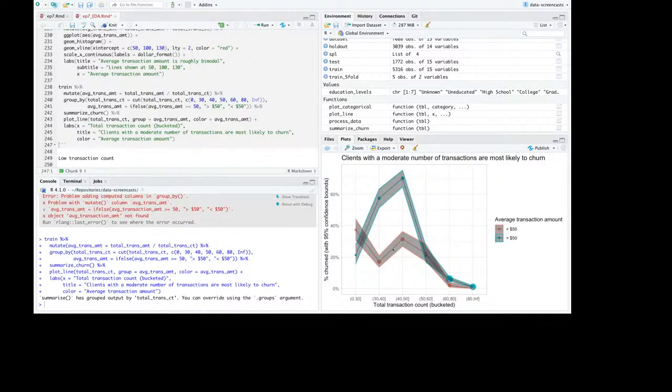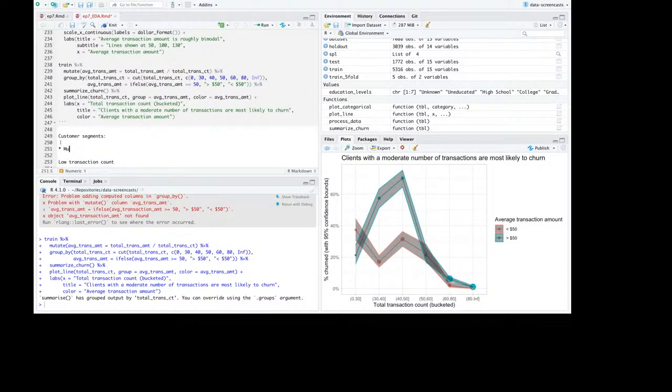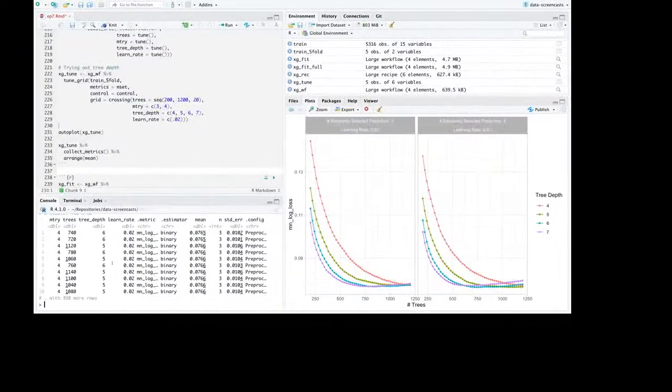So what this says is that if you have a moderate number of transactions, ideal customer segments. Low number of... so, let me jump back to that in a second.